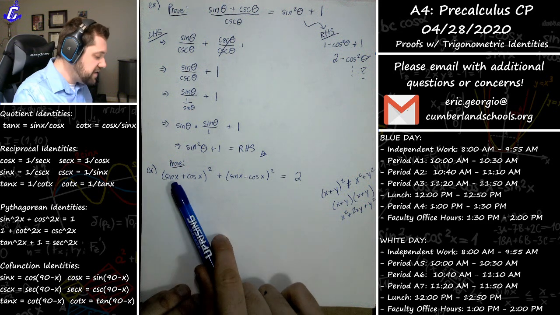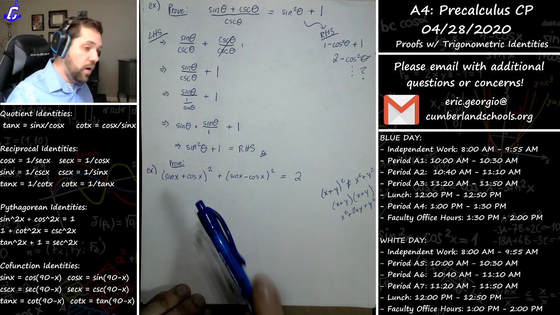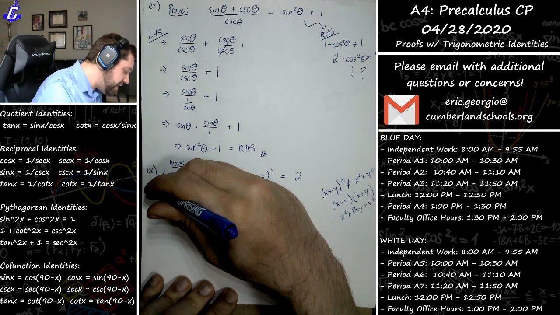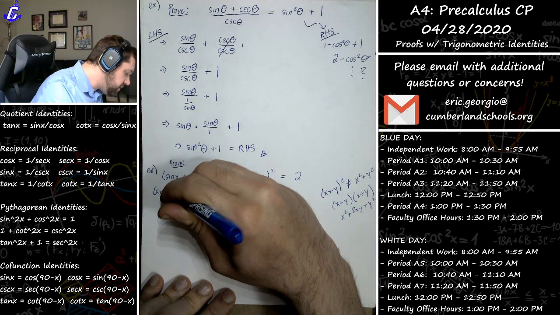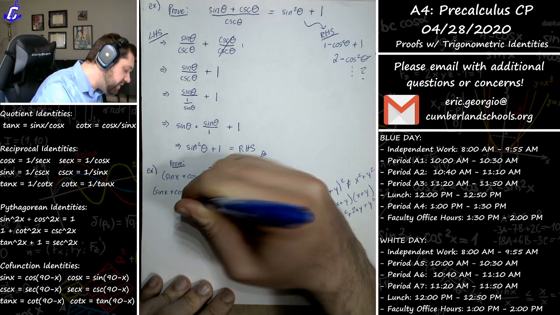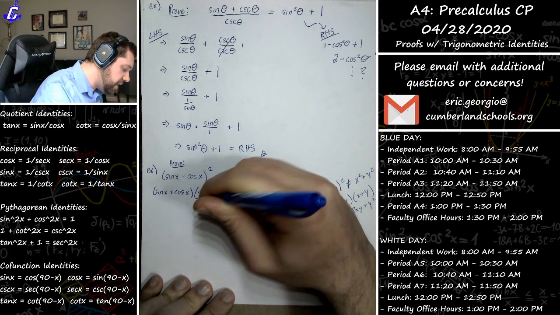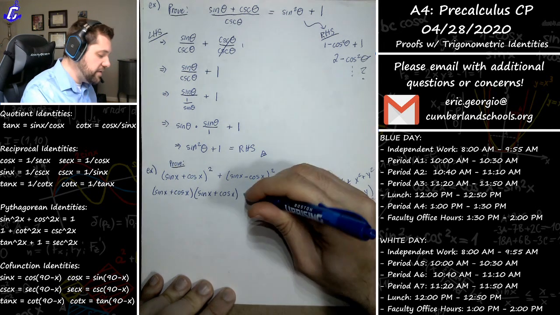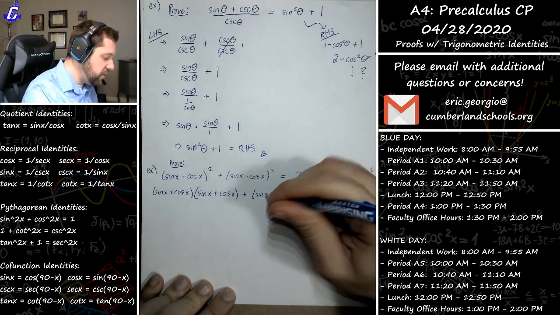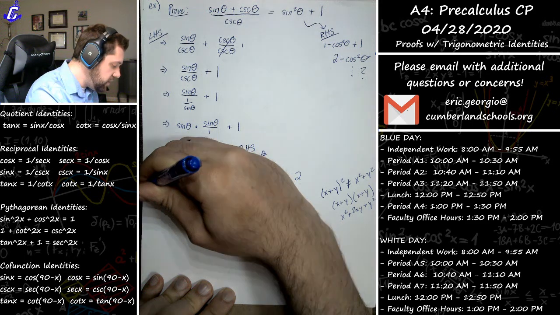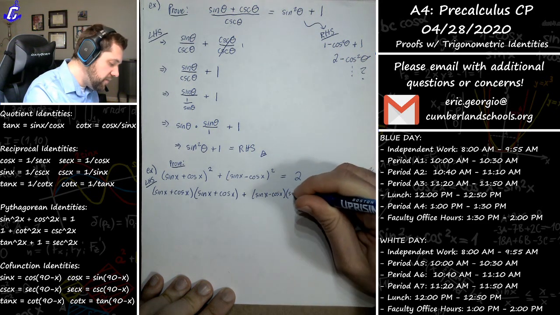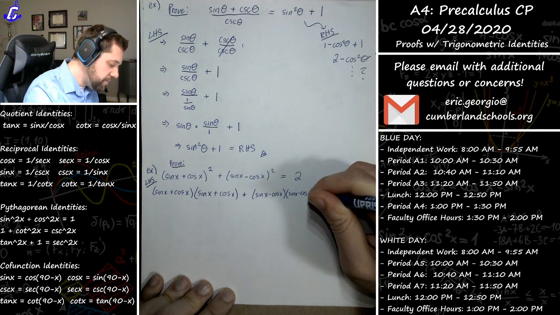When I have sine of x plus the cosine of x all squared, that is not the same as sine squared of x plus cosine squared of x. It is the same, however, as sine of x plus cosine of x times itself, because that's what it means to square something. Okay? Same thing going on over here. We're going to square this, so we're going to multiply it by itself. Oh, and by the way, we're working with the left-hand side. Almost forgot to indicate that. Minus the cosine x times itself, sine of x minus cosine x. Okay?